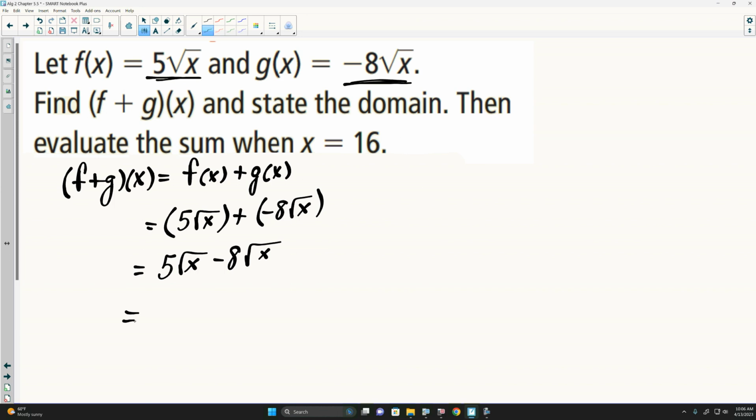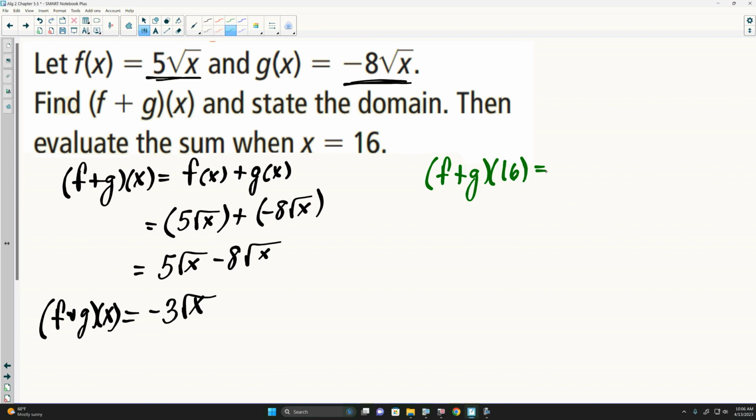And since both of these terms, 5 square root of x and 8 square root of x, both have just the square root of x, we can actually subtract the numbers in front. 5 minus 8 would be negative 3 square root of x. So f plus g of x is negative 3 square root of x. Any questions on how we found f plus g of x?